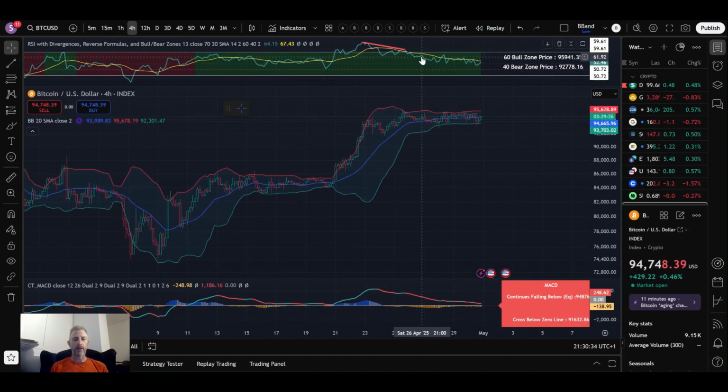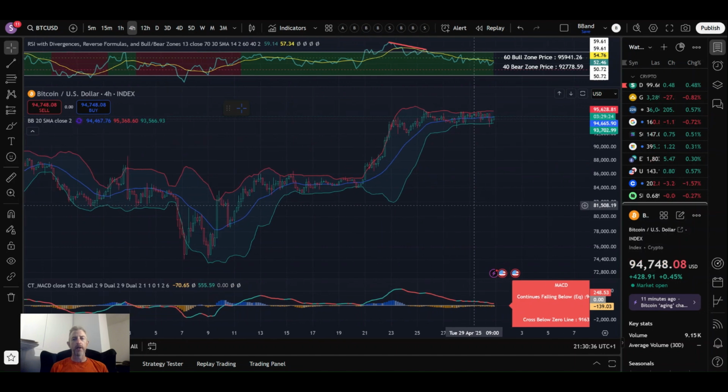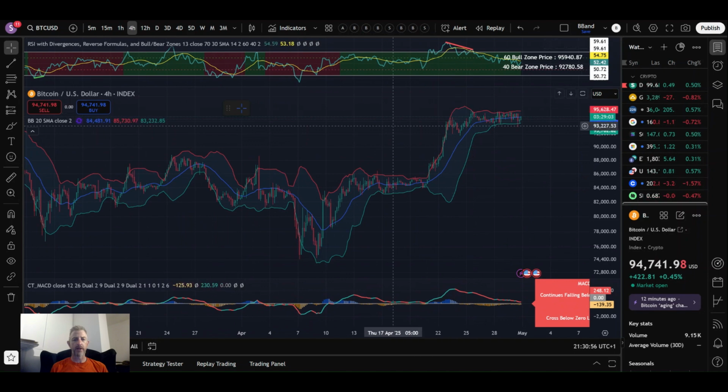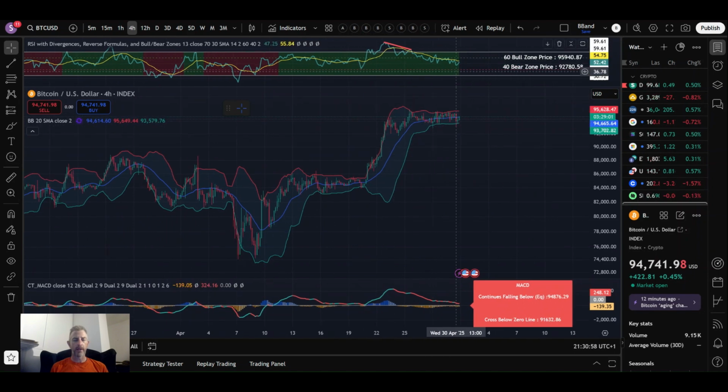You can see that the RSI is still in the bull zone, and it's getting quite close to flipping red. And you can see the price action needed to flip it red, i.e. bearish, would be 4 hour closures below basically 92.8. So there's a bit of a buffer there. There's a bit of a buffer, but that's definitely waning momentum, as is this.